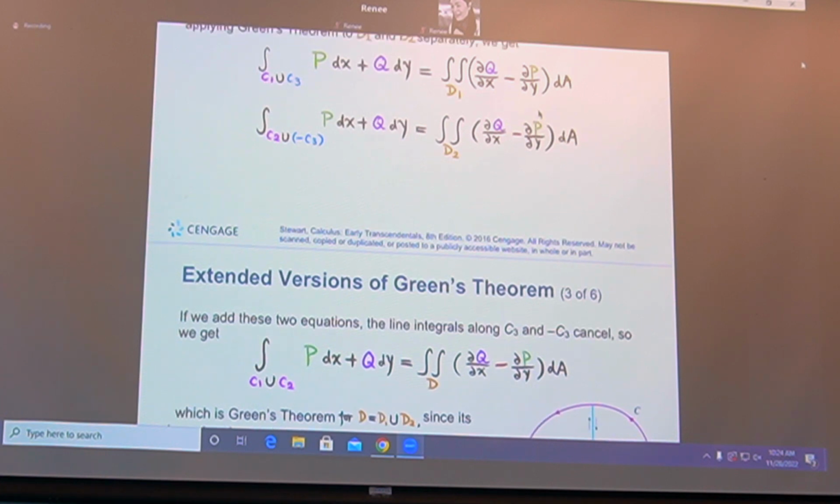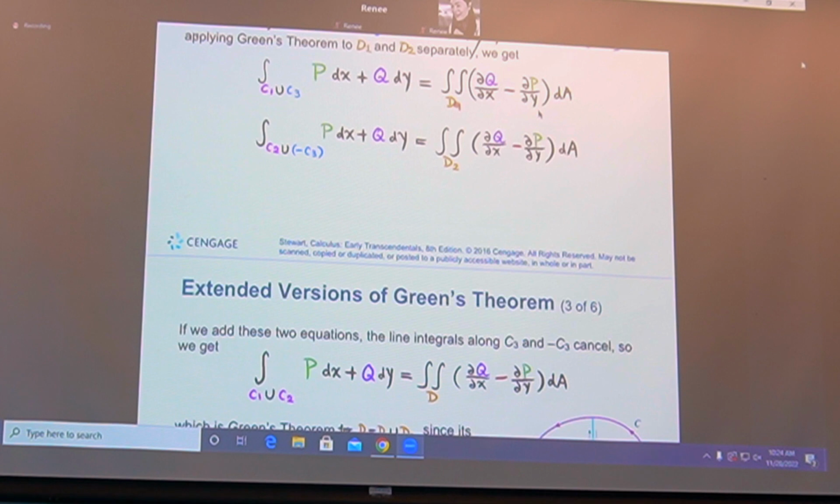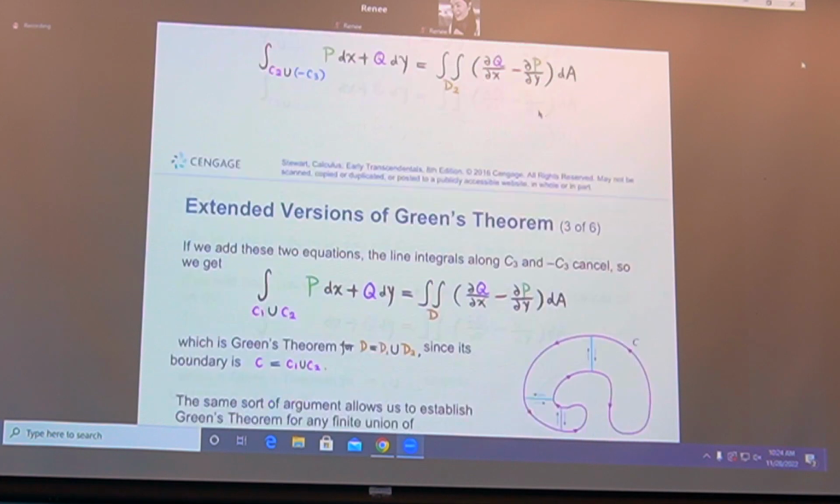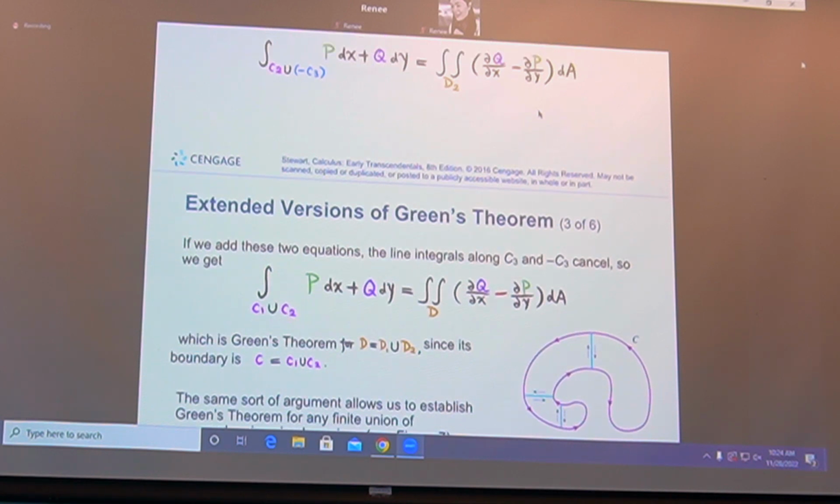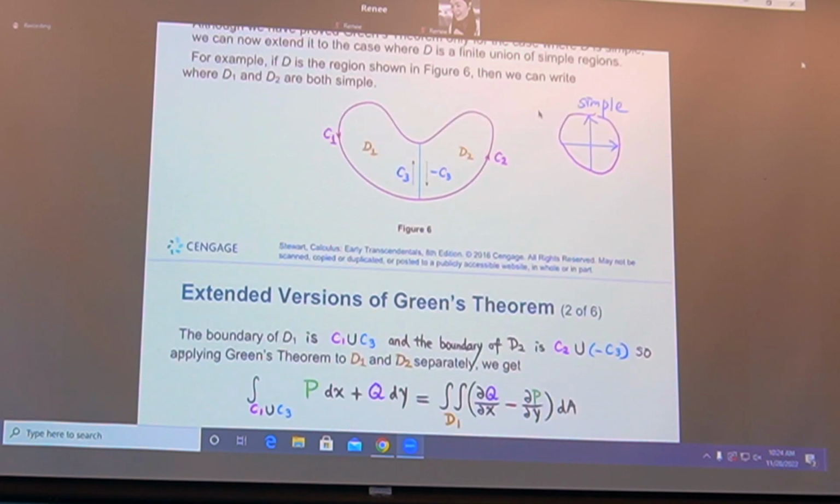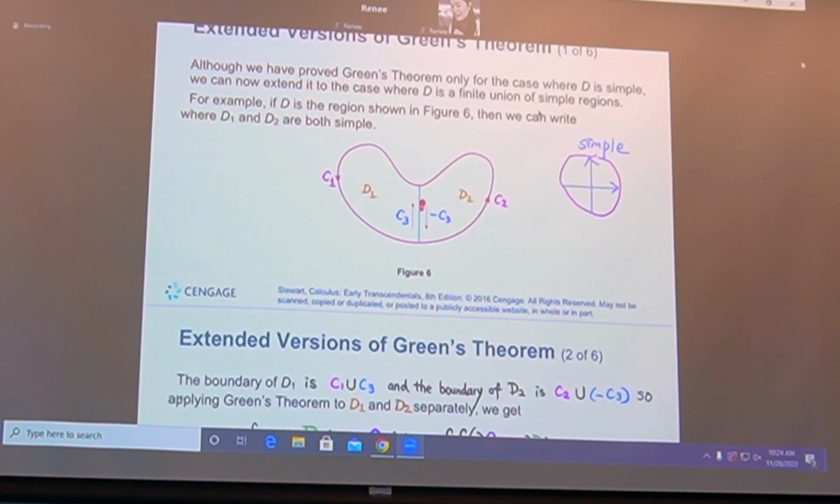Okay, what about on this side? On this side, you have D1, this is over D1, this is over D2. When you sum them together, D1 union D2 is D. So it's a double integral of this over D. But then we know that C1 union C2 is just the boundary of D, right? So Green's theorem will also apply even though this region is not simple, but it can be divided so that each region will be simple. So if it's a union of simple regions, then Green's theorem still applies.